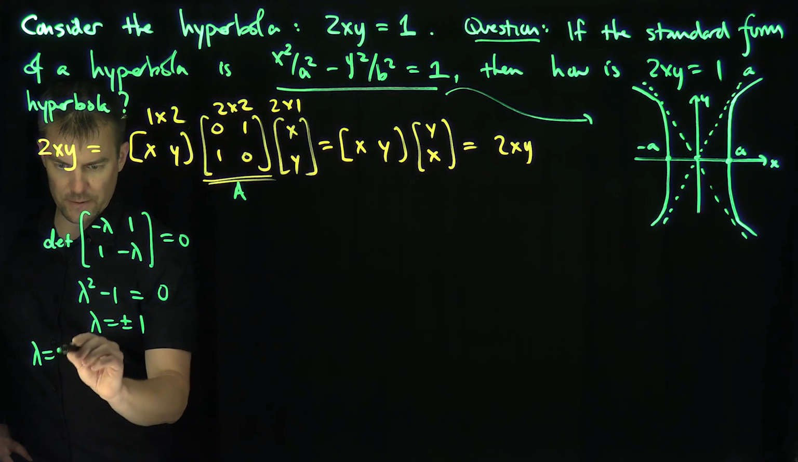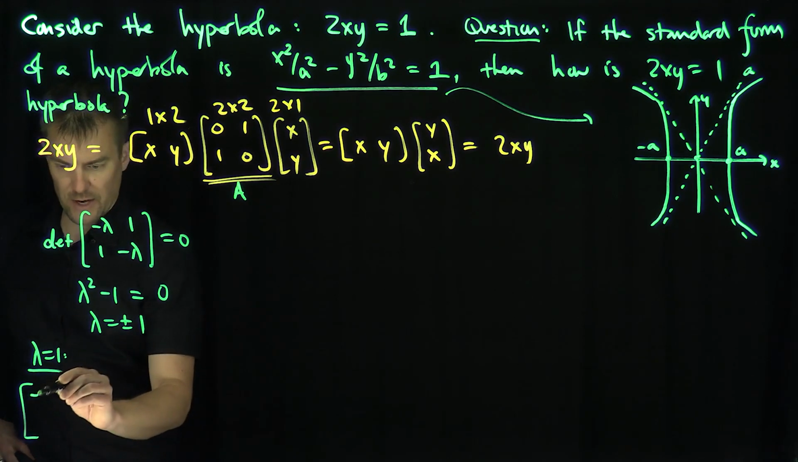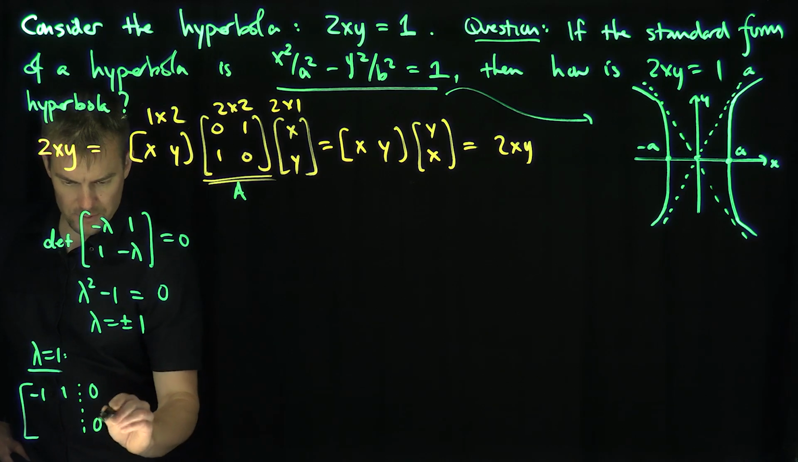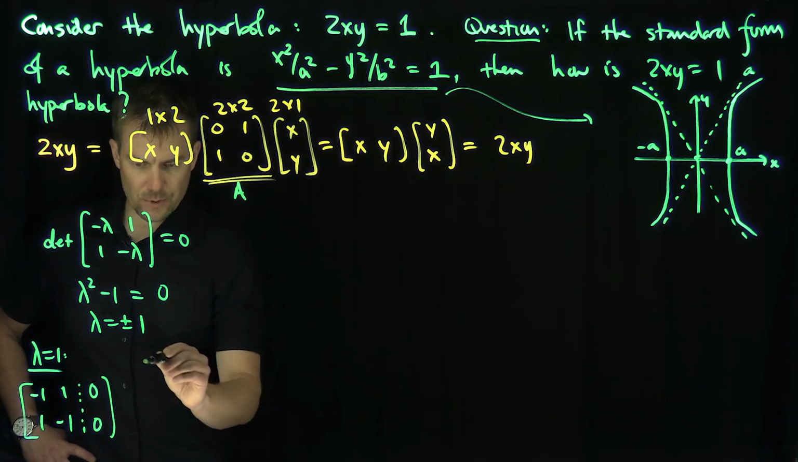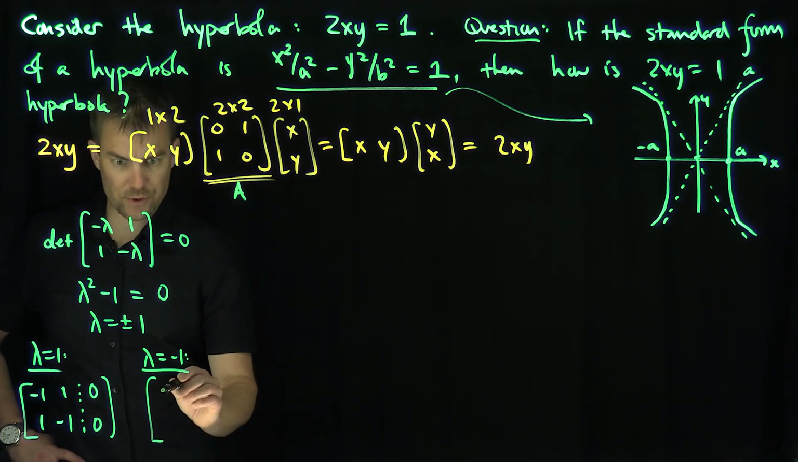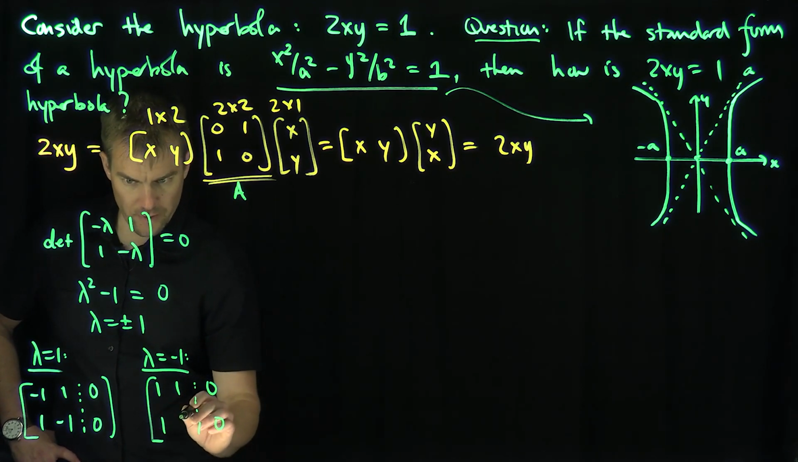So when lambda is equal to 1, you're going to have this augmented matrix: negative 1, 1, 0, and then 1, negative 1, 0. And when lambda is equal to negative 1, what augmented matrix are you going to have? You're going to have 1, 1, 0, and then 1, 1, 0.